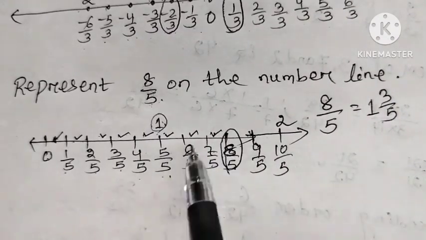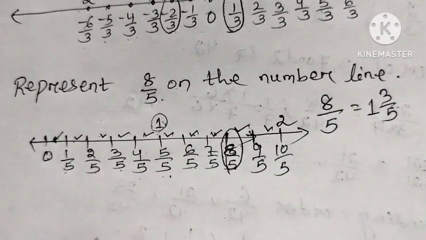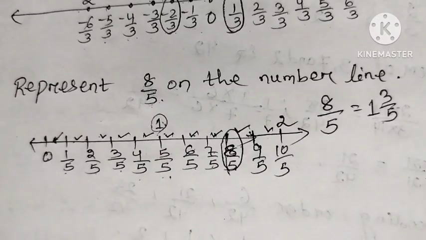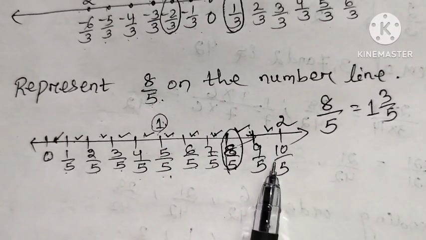Then 1 part, 2 parts, 3, 4, 5 parts. Always in 0 to 1 there are 5 parts, 1 to 2 is also 5 parts, 2 to 3 is also 5 parts, like this. You have to draw it on the number line like this.